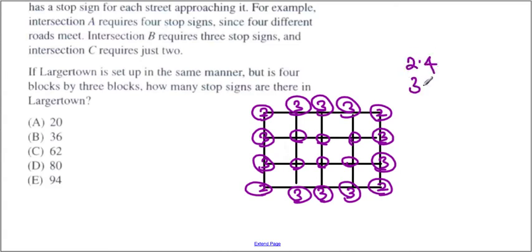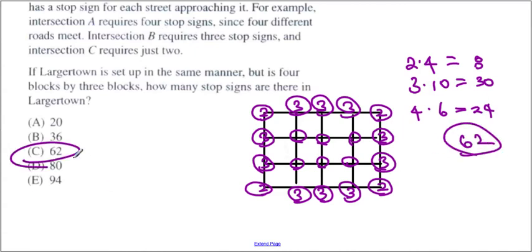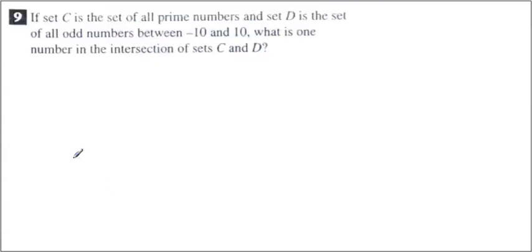How many 3's do we have? 1, 2, 3, 4, and then total 10 of them. How many 4 stop signs do we have? 6 in the middle. So that when you add them up, that becomes our answer. 8 here, 30 here, 24 here. So therefore we end up getting 62 stop signs will be needed for this larger town.